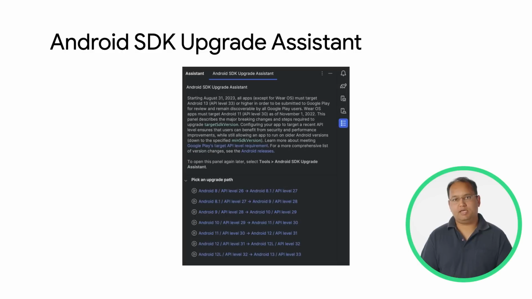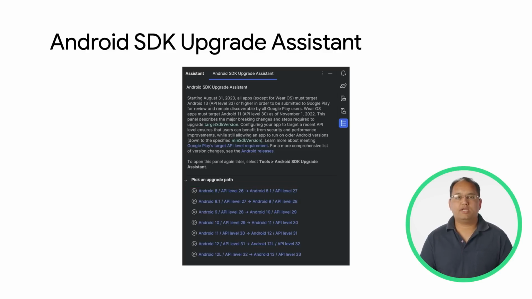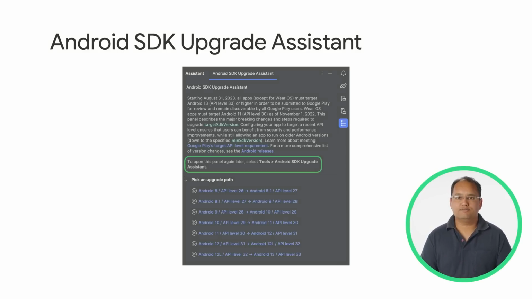The new Android SDK upgrade assistant lets you see the steps required to upgrade the target SDK version or the API level that your app targets directly in the IDE. For each migration step, it highlights the major breaking changes and how to address them. It even filters the full list of changes to only show you the steps which are relevant to your app. To open the Android SDK Upgrade Assistant, go to Tools and then select Android SDK Upgrade Assistant.